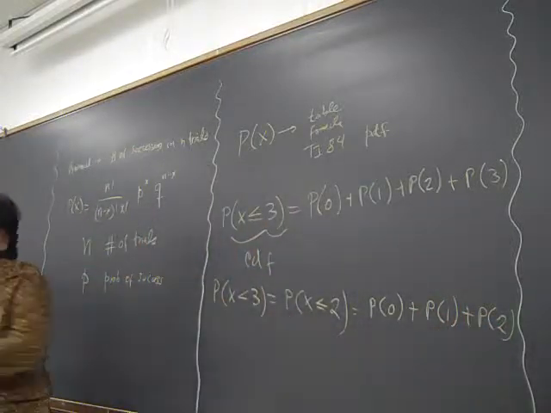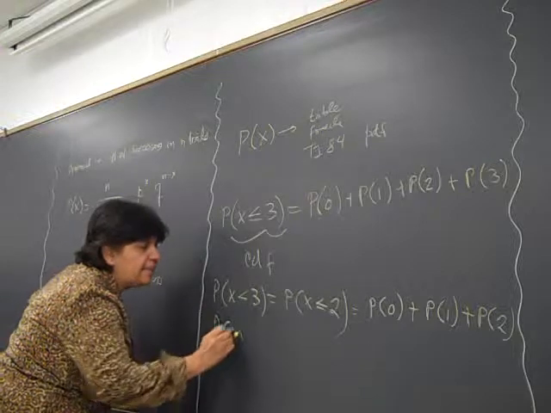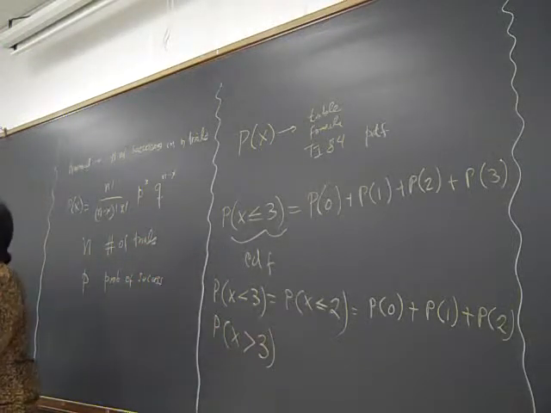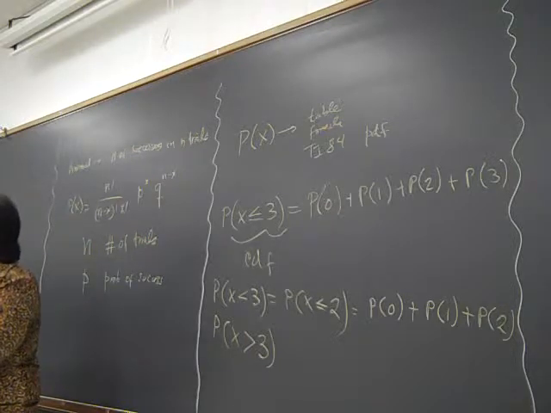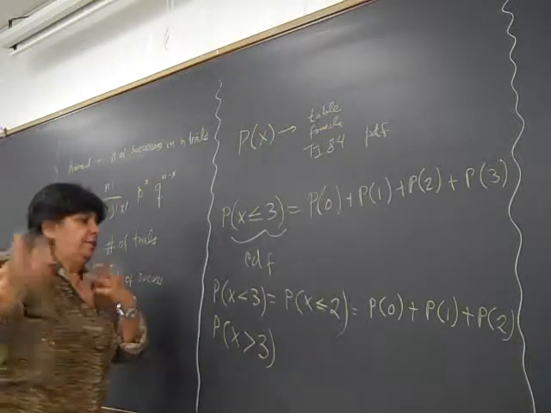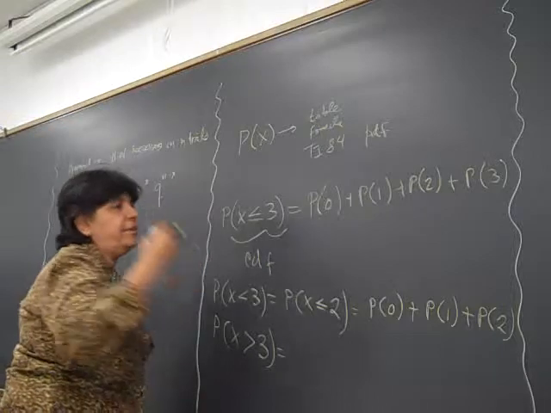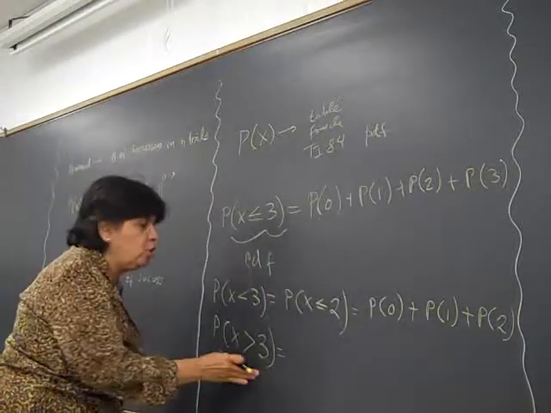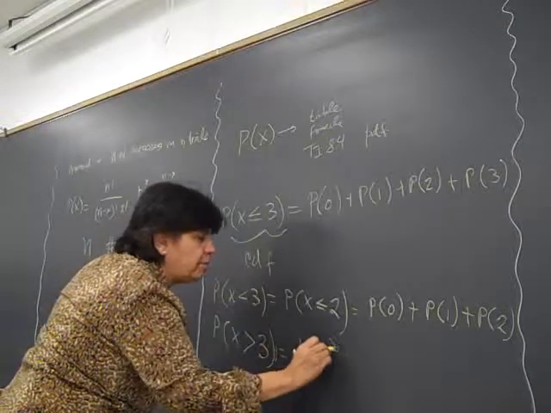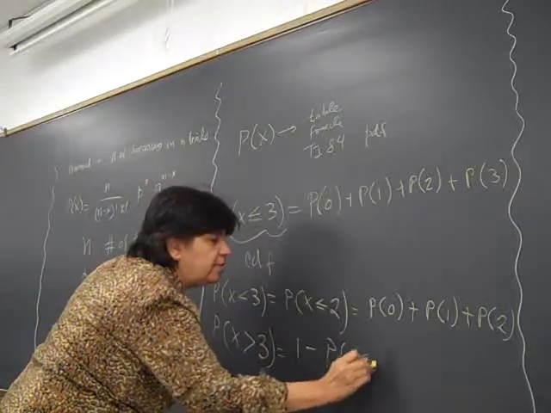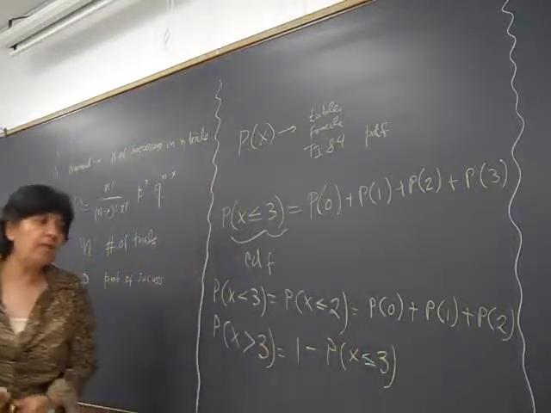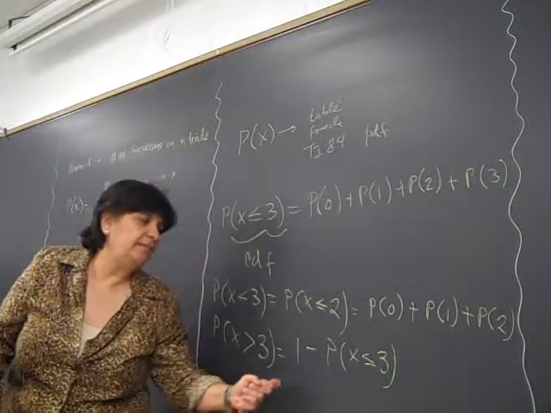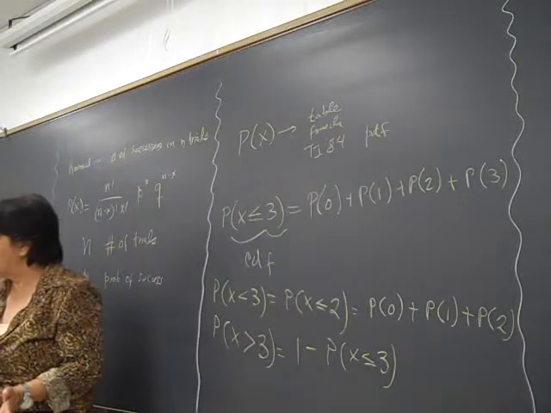What if I ask you, what is the probability that x is greater than 3? How do you enter that in your calculator? Okay, so the 3 is not included, so it's 1 minus the probability that x is less than or equal to 3. Okay, and then you enter this data in your calculator, and you take 1 minus whatever the calculator gives you.